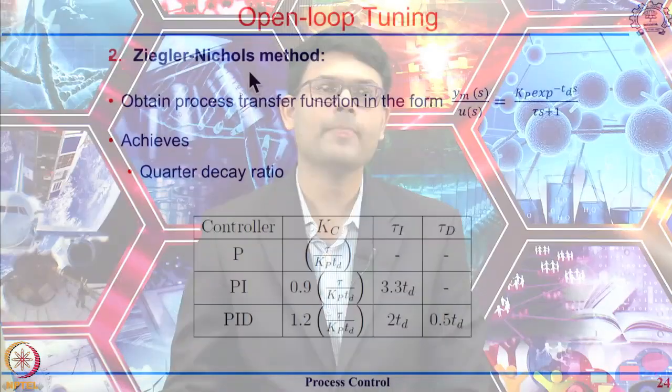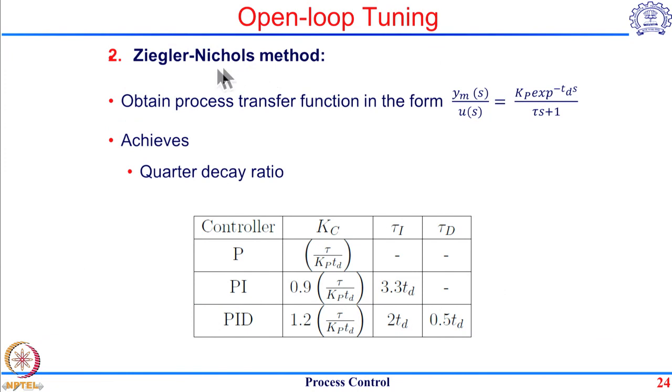Another method which uses open loop tuning is the Ziegler-Nichols open loop tuning method, and let me give you a word of caution that there is a very popular method by the same Ziegler and Nichols, which is a closed loop tuning method. That method is very popular. Just for the sake of completeness, I am giving you the open loop tuning method which has been proposed by them as well. This is a simpler method, and it penalizes only the quarter decay ratio.